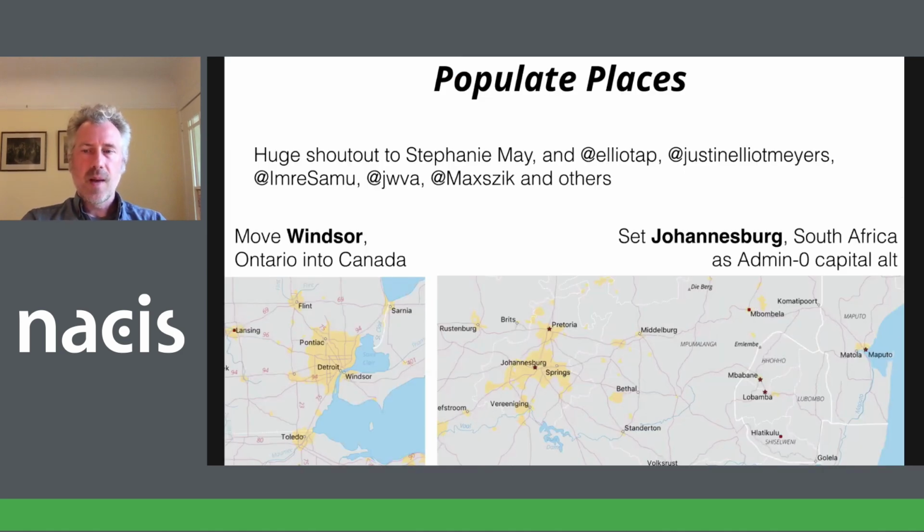Hundreds of changes were made to the populated places themes, mostly thanks to Facebook's use of the data for their new map. Huge thank you to Stephanie May and Elliot Bear for flagging problems and pitching in to edit the data. Others like Justin and Emery were also a huge help for flagging problems and recommending fixes. Here we can see two non-spelling changes, with the Windsor town spot moving into Canada and the feature class of Johannesburg changing to reflect its multi-capital status in South Africa.